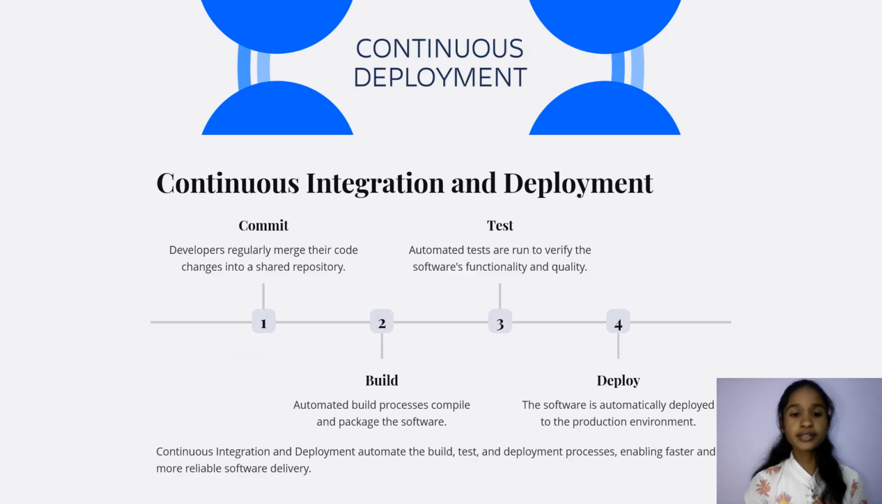Next, we will see continuous integration and deployment. Commit: developers regularly merge their code changes into a shared repository. Next, build: automated build processes compile and package the software. Next, test: automated tests are run to verify the software functionality and quality. Next, deploy: the software is automatically deployed to the production environment. Continuous integration and deployment automate the build, test, and deployment process, enabling faster and more reliable software delivery.